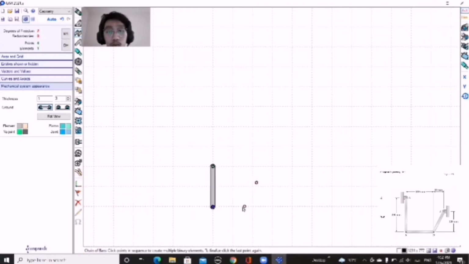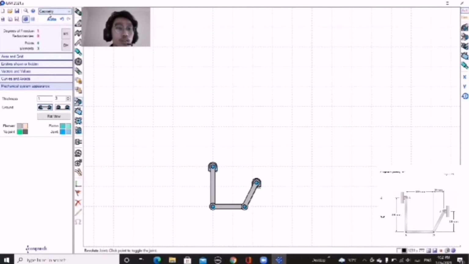Click the new point that we already create. So there it goes. And then for the next step, we just simply click on revolute joint. We click on every single joint that we already have. So it's done. The design is actually simple.